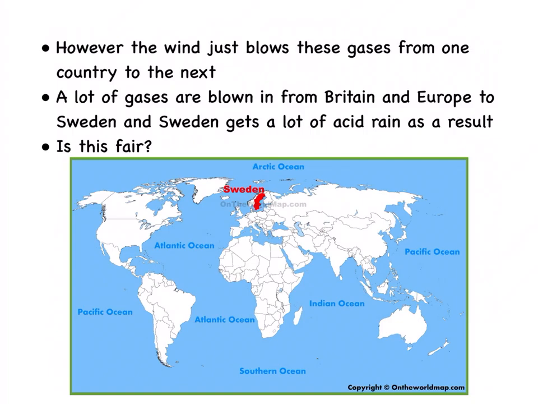And what's actually happening, and keep an eye on the map there in front of you, a lot of gases are blown in from Britain and Europe and they're blown across to Sweden, and Sweden gets a lot of acid rain as a result. So again, looking at the map, look at Ireland, look at Britain, look at France, look at Germany. We've a lot of factories across Europe, and we've a lot of industrial activity, and we're burning a lot of fossil fuels in these factories, and we're burning fossil fuels in our power plants as well.